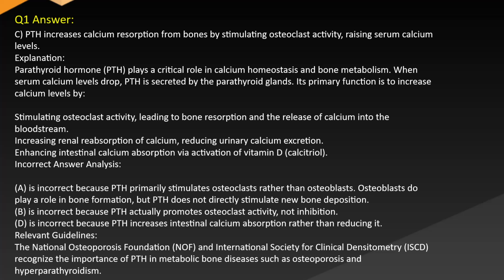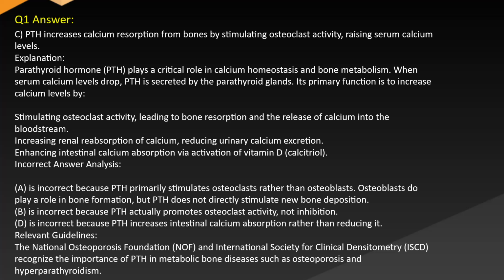Explanation. Parathyroid hormone, PTH, plays a critical role in calcium homeostasis and bone metabolism. When serum calcium levels drop, PTH is secreted by the parathyroid glands. Its primary function is to increase calcium levels by stimulating osteoclast activity, leading to bone resorption and the release of calcium into the bloodstream, increasing renal reabsorption of calcium, reducing urinary calcium excretion, and enhancing intestinal calcium absorption via activation of vitamin D, calcitriol.